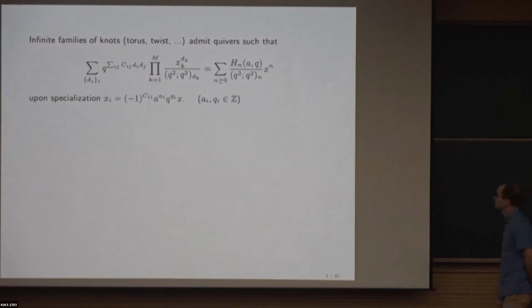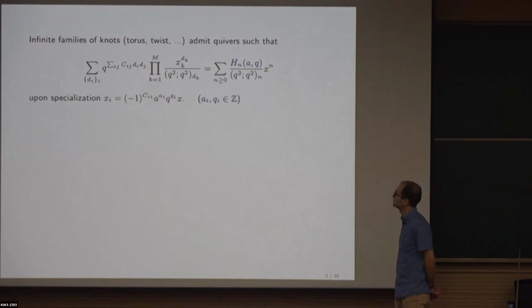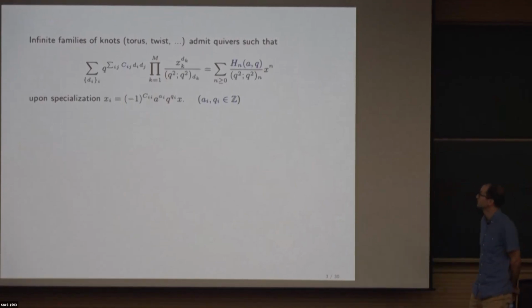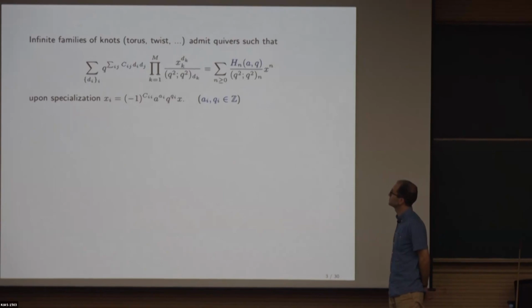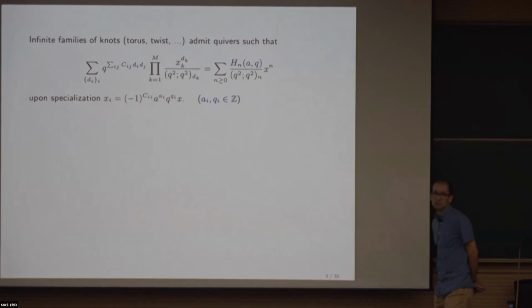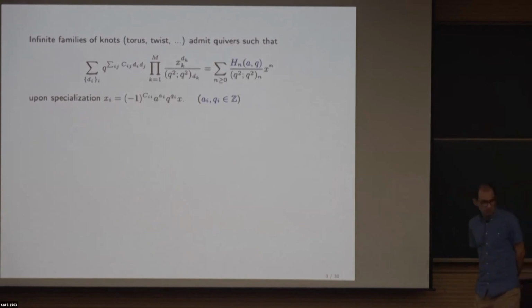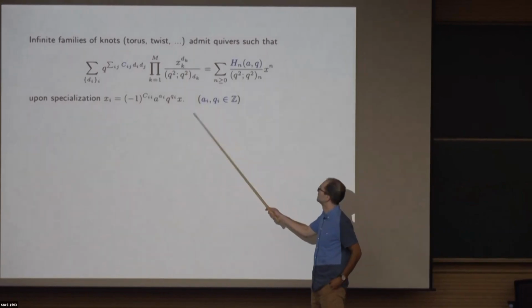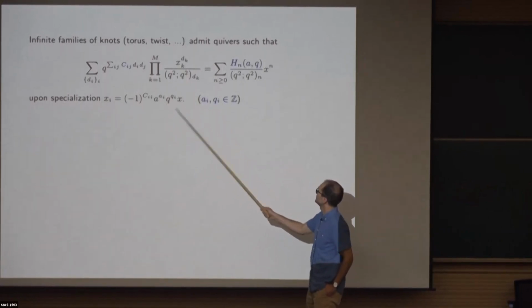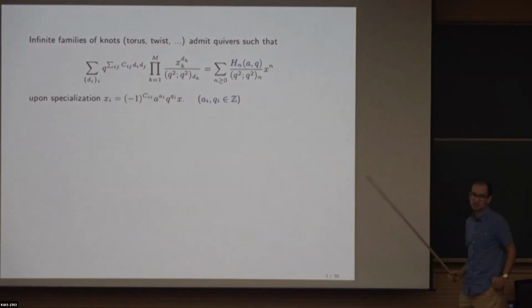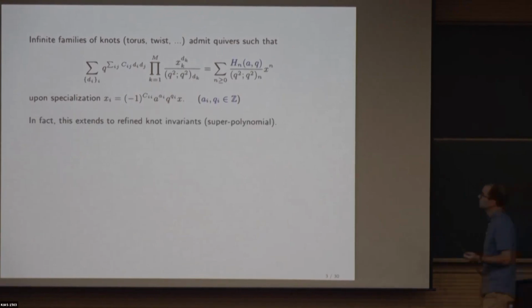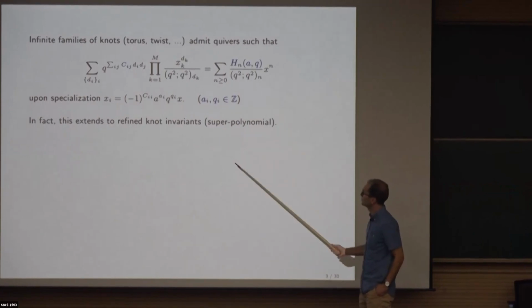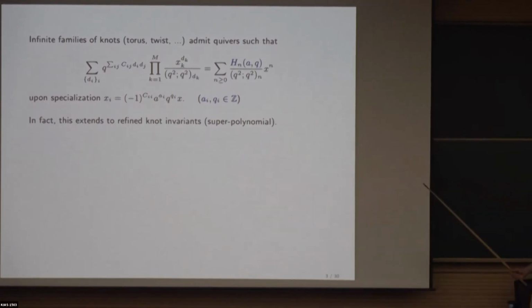And more generally, this is not just a coincidence. In fact, it was observed that this holds for infinite families of knots. So for infinite families of knots, there is a quiver such that its partition function encoded by the adjacency matrix C_ij, upon specialization of the variables, given some integers a_i and q_i for each of the nodes, then the generating series of the quiver specializes to a generating series of knot invariants for some knot. And remarkably, this is not only about HOMFLY-PT polynomials, it also extends to so-called refined knot invariants, such as superpolynomials.